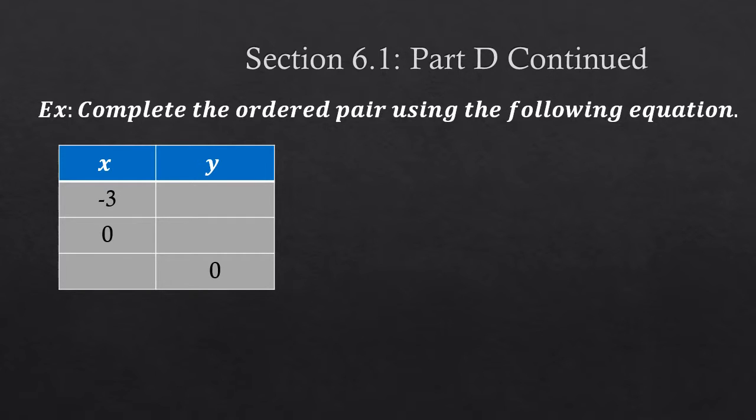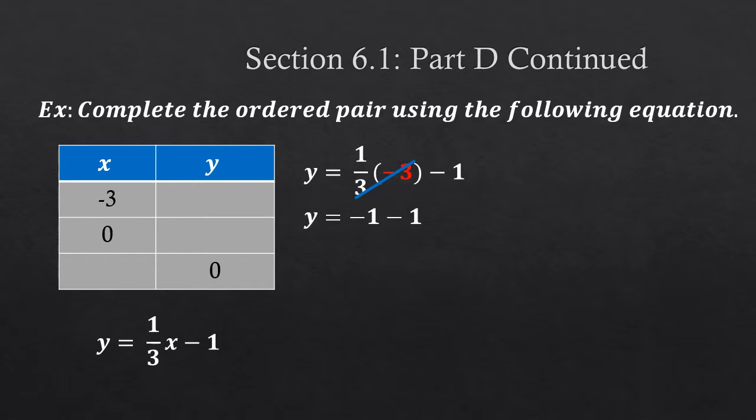Suppose I gave you an incomplete table where I've given you some values for x and I've given you a value for y. It would be doing the same thing we just completed in the previous slide. Here's your equation. We will use the values that are in the chart to find what's missing. So we'll begin by plugging in negative 3 for x in this equation. We will use a little bit of cross reduction because 3 goes into itself one time. So basically what we have now is y equals negative 1 minus 1, which is negative 2. So the missing half for the first ordered pair was negative 2.